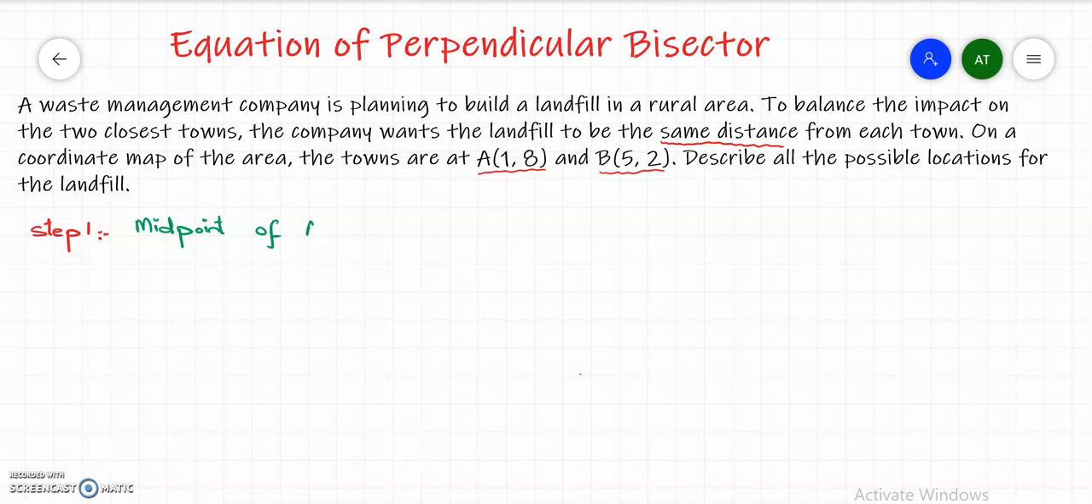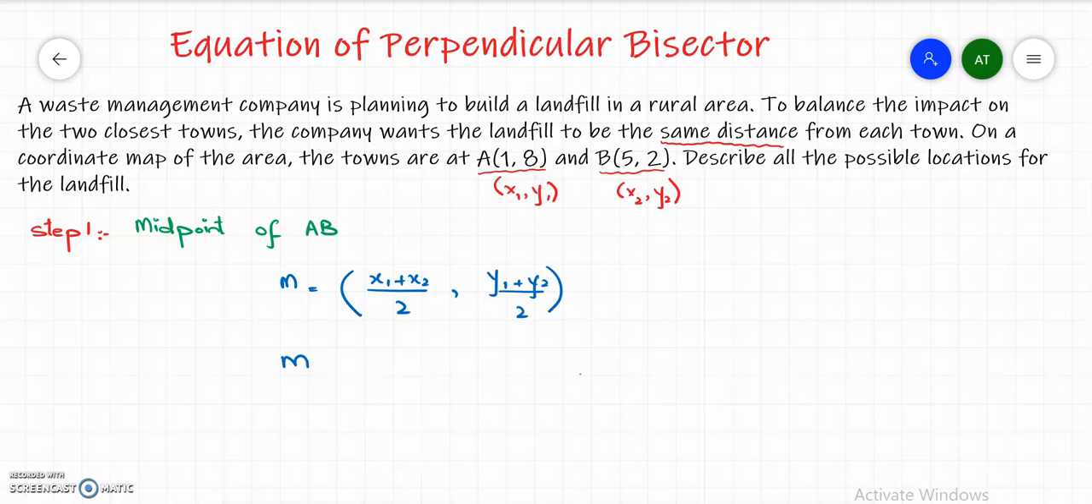Of AB. Okay, so we know the midpoint formula, let's say M is the midpoint and its formula is (x1 plus x2) divided by 2, comma, (y1 plus y2) divided by 2. First I would like to label what is x1 and y1 and what is x2 and y2. So A is my x1 and y1 and B is my x2 and y2. So let's put the values and get the midpoint.